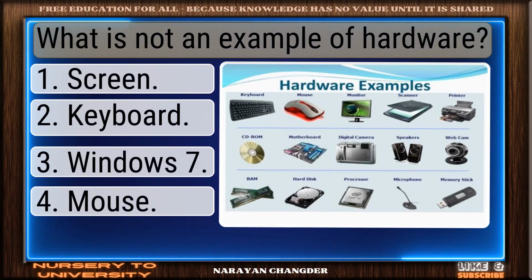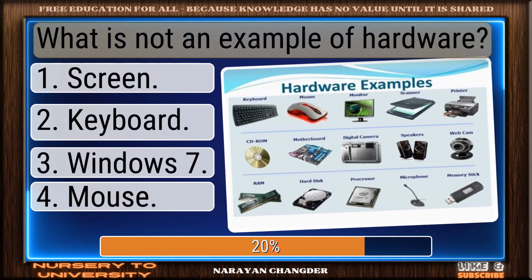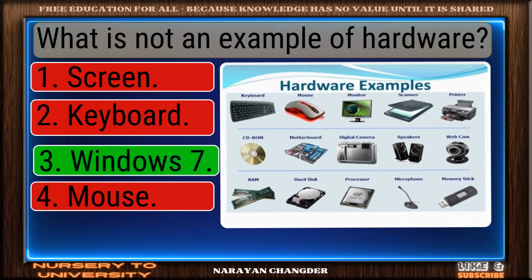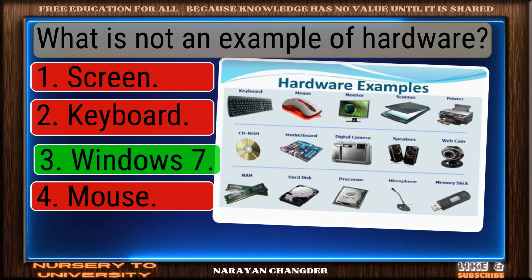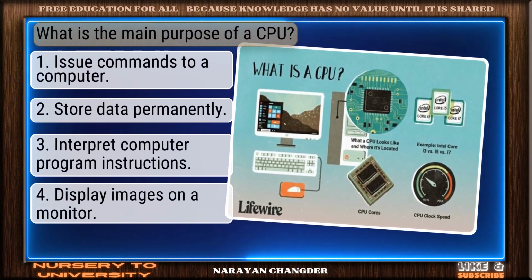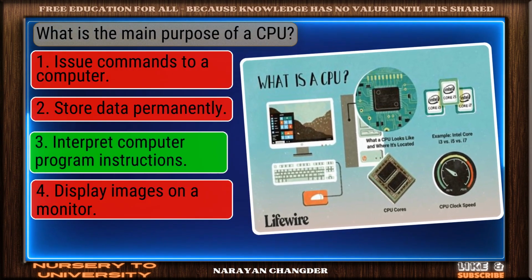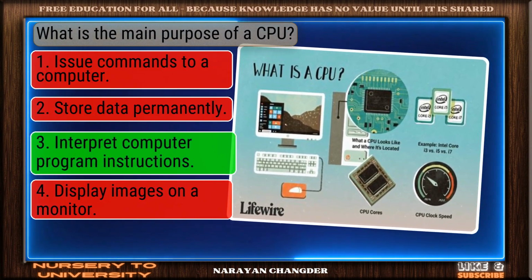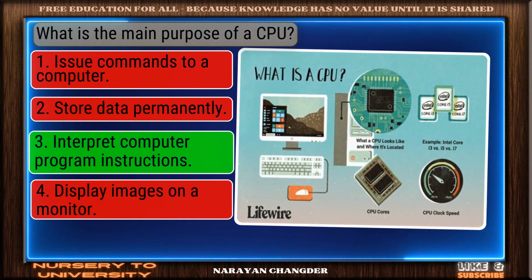Question number 33. What is not an example of hardware? Good job. Your answer, Windows 7, works well here. Question number 34. What is the main purpose of a CPU? Correct. Interpret computer program instructions is the right answer.